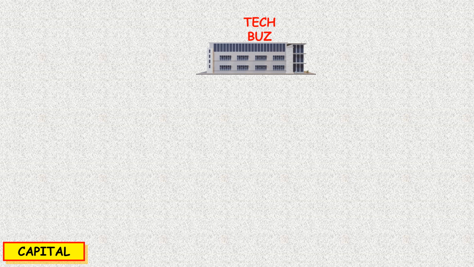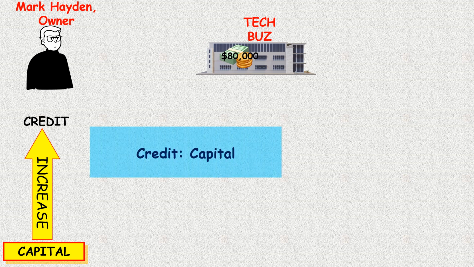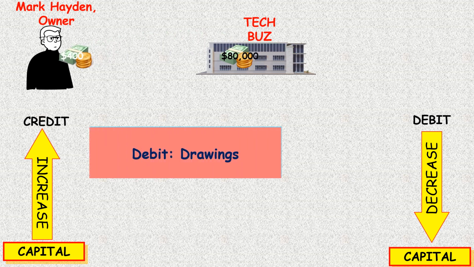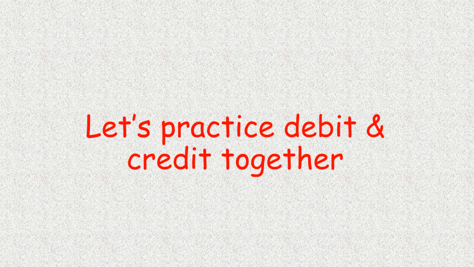Taking a look at an example for the capital. We know that when the owner provides money to the business, it gets cash, so obviously it will debit cash, but that money came from the owner, which is capital. Capital increases and it will be credit. Similarly, when the owner takes money out for personal use, say $400, it's actually drawing its capital, which we debit with drawings.